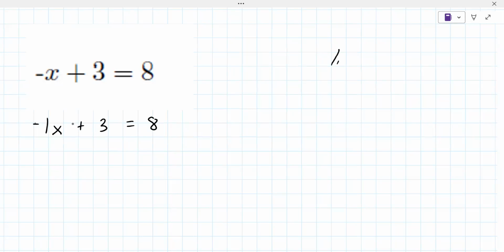Now, you're still going to subtract and then divide. So look at the side with the variable on the left. Negative 1 times x plus 3. What number are you going to subtract from both sides? What number am I going to subtract? Yes.